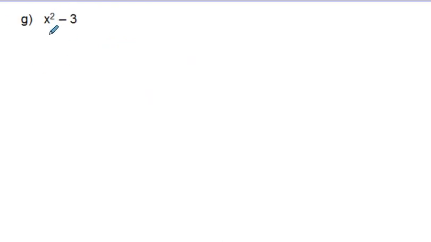Next, G. Okay, we have x squared minus 3. Now that doesn't look like it's very factorable, but strangely enough, this is the kind of factoring you run into in calculus, where you might have to find what we call a critical number. Let's go ahead and see how we can factor this thing. Doesn't look like it's factorable.